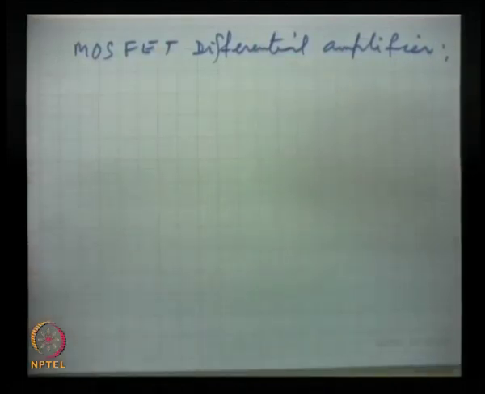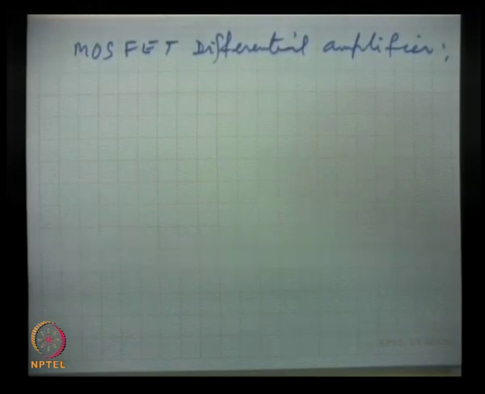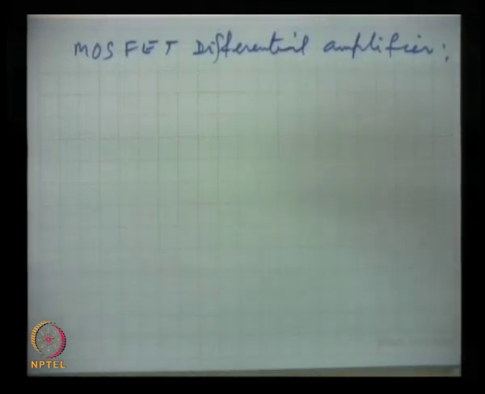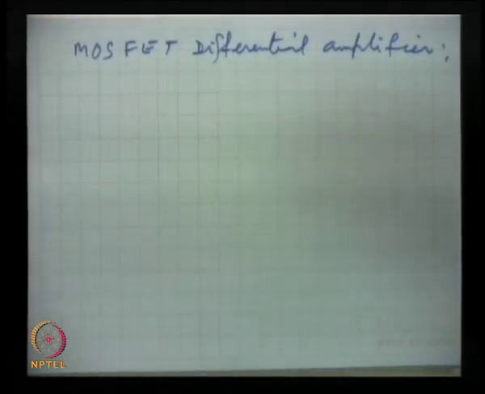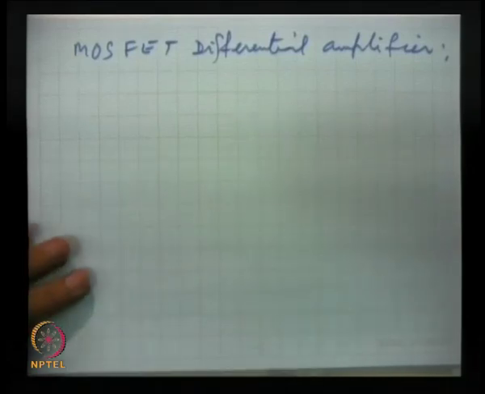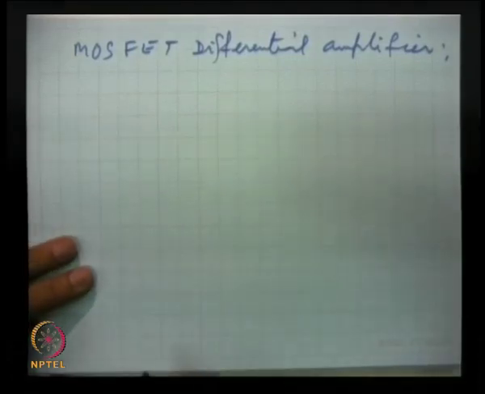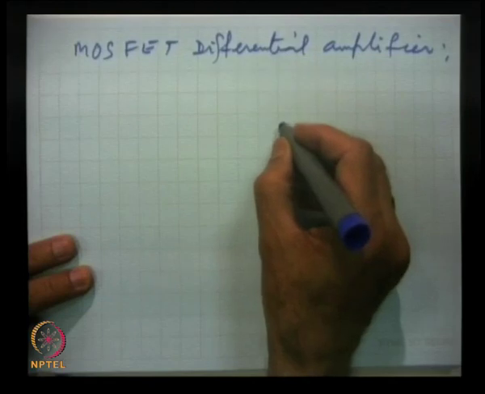The analysis which we have done applies with slight modification. For example, gain will depend not on beta, but on transconductance. So, those terms are to be used, otherwise it is the same. So, very briefly I take this here.